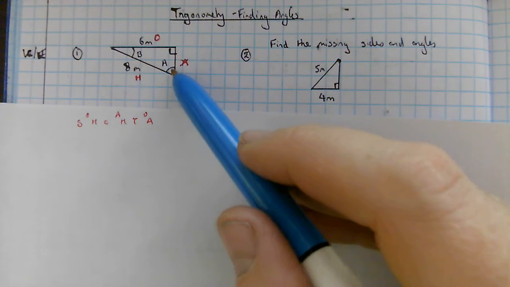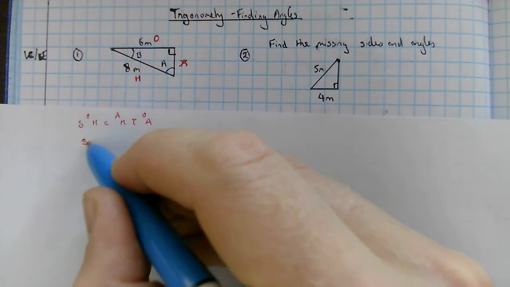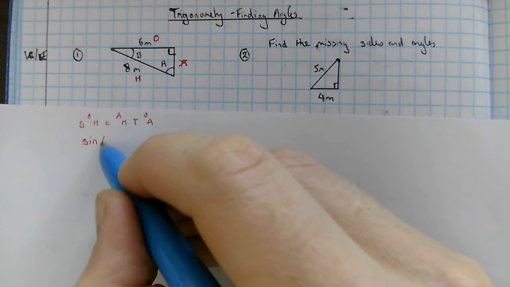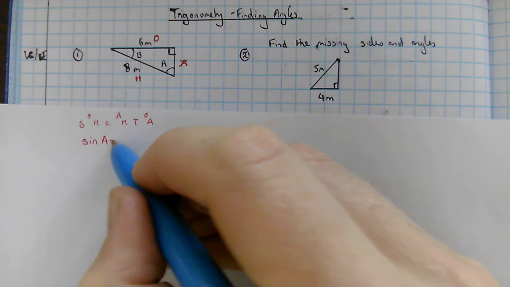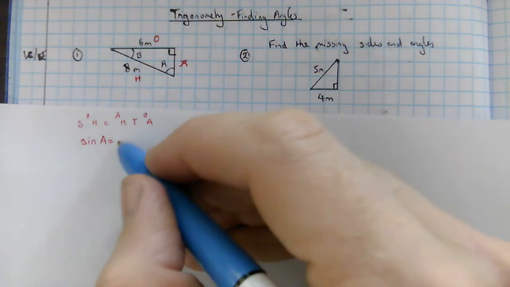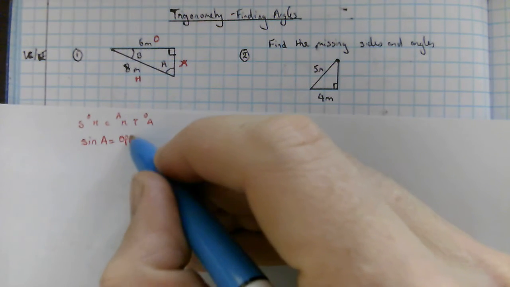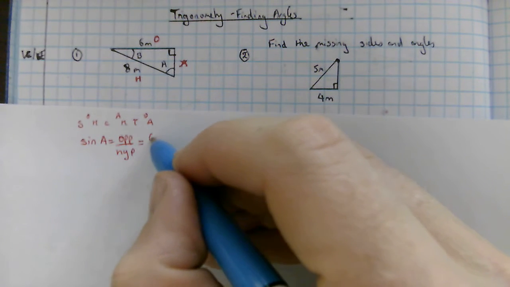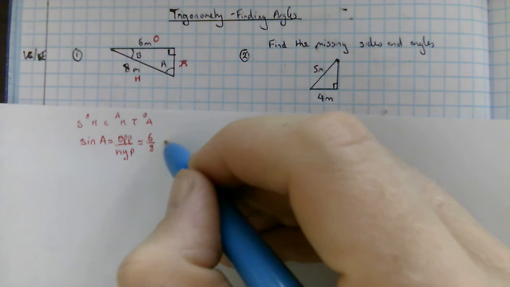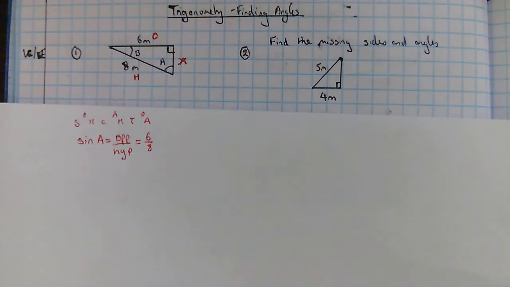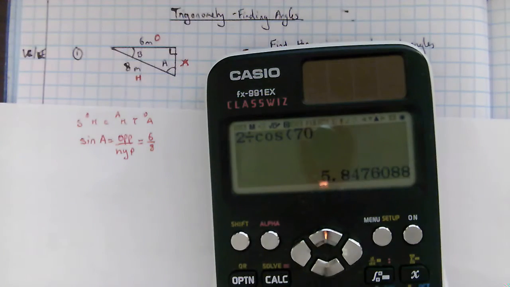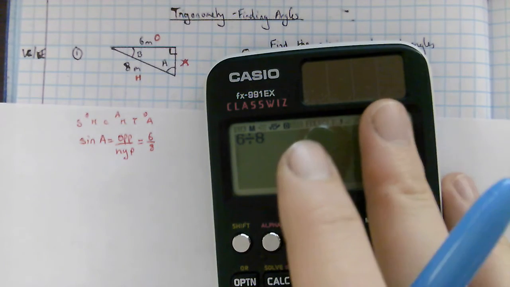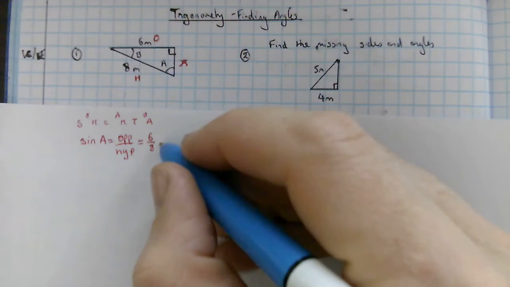So I can now rewrite that as sine of A is equal to my opposite, which is 6, divided by my hypotenuse, which is 8. Sine of A equals 6 over 8. Put on my calculator 6 over 8. 6 divided by 8 is 0.75. So sine of A is 0.75.